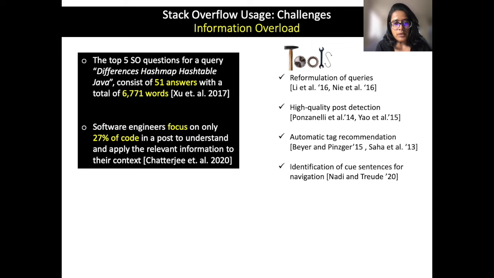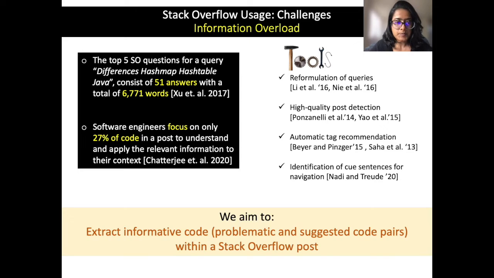However, to the best of our knowledge, no one has investigated how to help information seekers focus their attention in identifying relevant targeted code changes. Hence, in this paper, we aim to automatically identify informative code segments in a Stack Overflow post. Specifically, we focus on identifying the problematic and suggested code pairs from question and answers in a post.